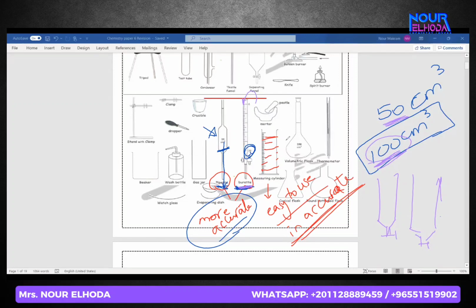So I have two choices to measure 100 centimeter cube. Either you can use two burettes or refill the burette. That's all.